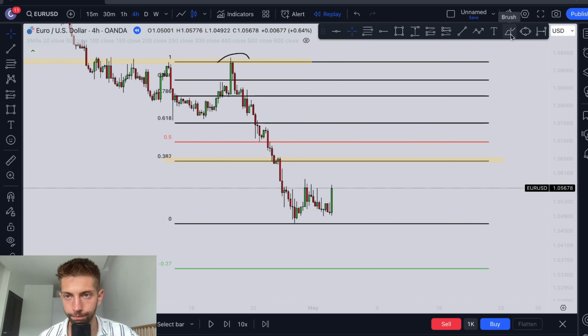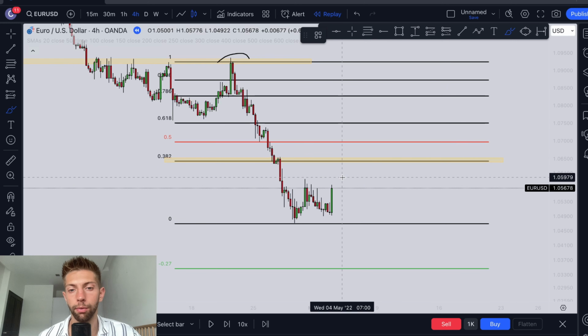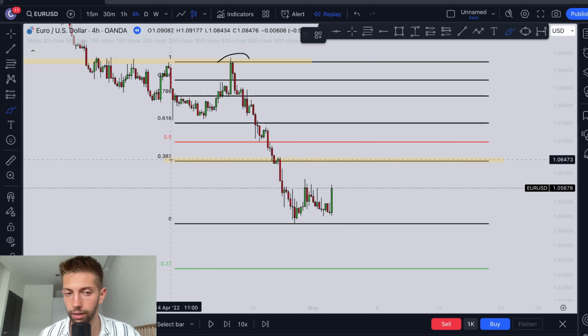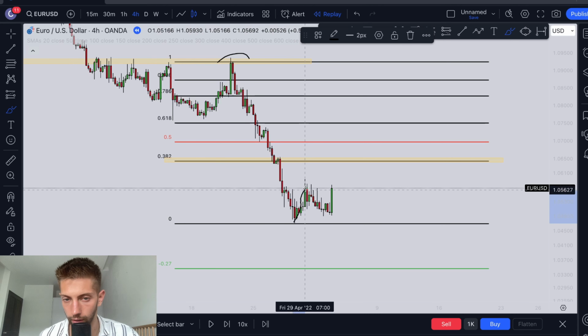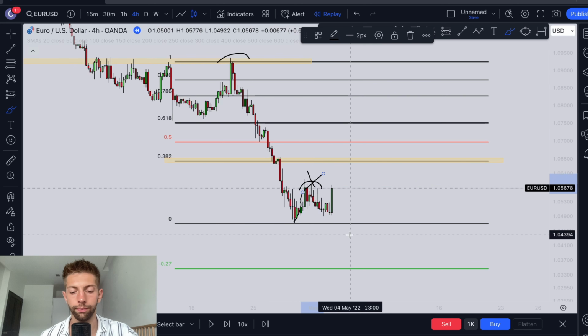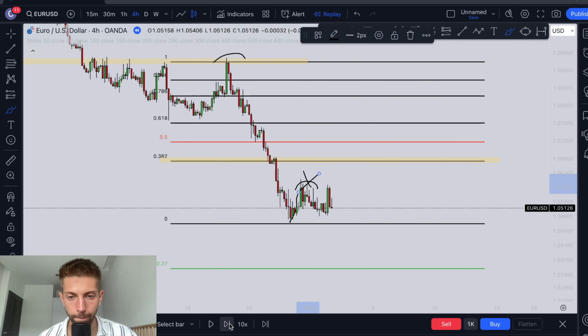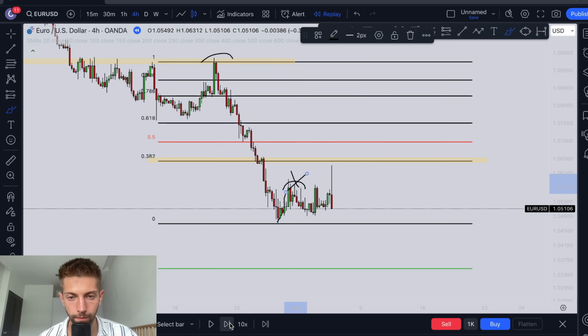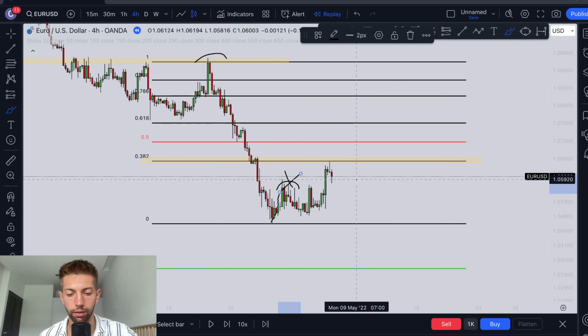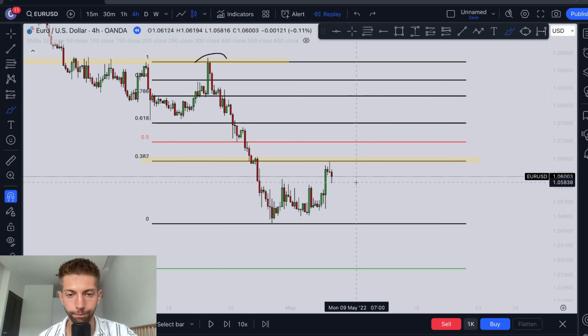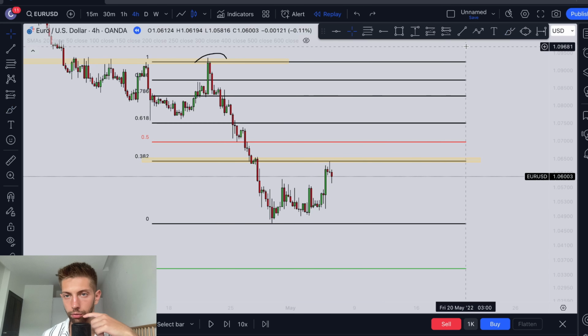Okay, so if price breaks this, it doesn't mean price broke structure. Why? Because we didn't pull back 38.2%, we pulled back around 20%. So this is not a valid structure point. Let's see. Yes, and as you can see, we pulled back around 38.2%.